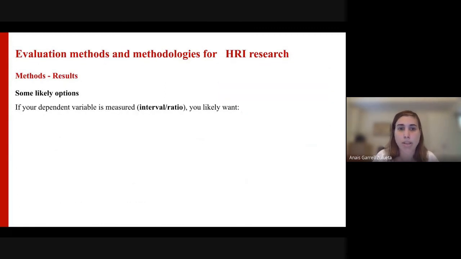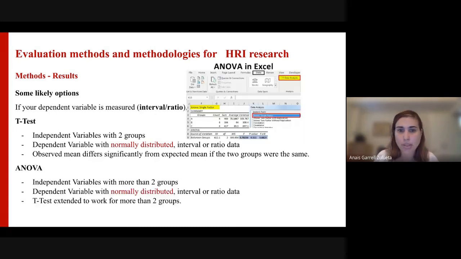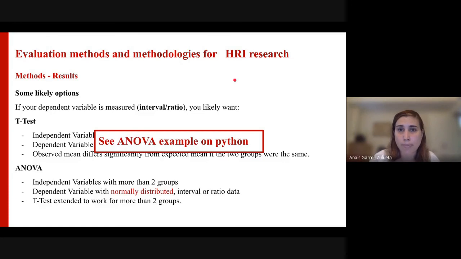Then another example: if our dependent variable is interval or ratio, we can use a t-test, but be careful, because here our data has to be normally distributed. If not, we cannot use the t-test. And there's a particular case, which is the ANOVA. A lot of people use this ANOVA. Here we have independent variables with more than two groups, and the dependent variable is normally distributed. It is a t-test extended to work with more than two groups. Again, you can use Excel if you want to, but I do recommend using Python.